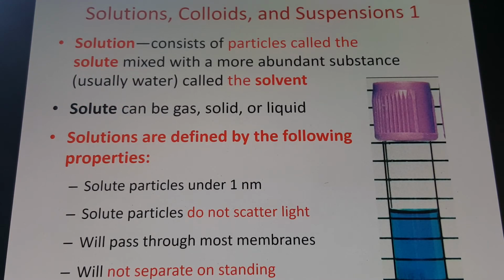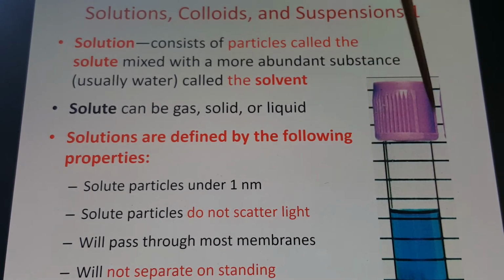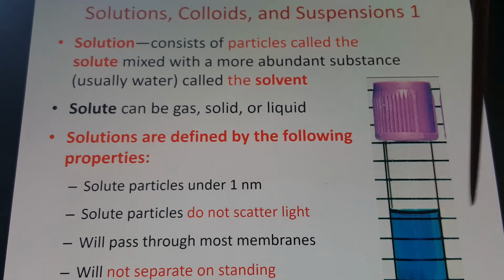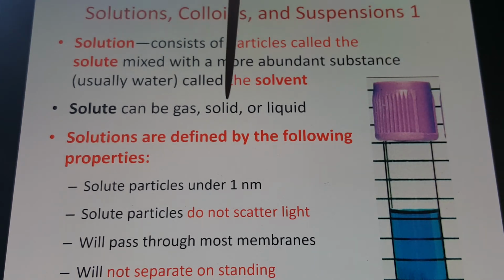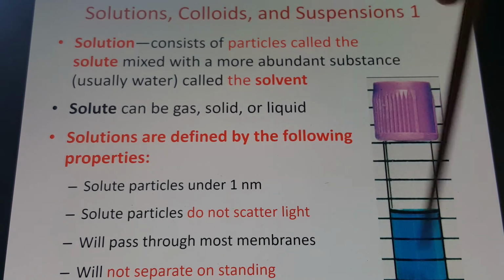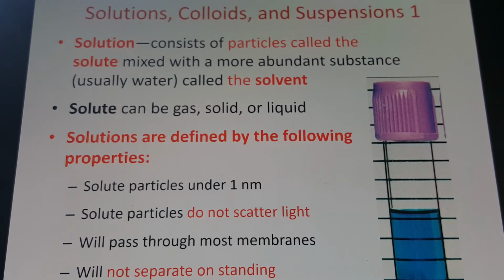So the first one is a solution. You have really, really tiny particles. It's mostly solvent, and with these really, really tiny particles, they don't scatter light. So here I have a test tube, and I have these little lines going back behind the test tube. So in here, it doesn't scatter light, so I can still see the lines behind the test tube, even though there is stuff in front of those lines. With this type of mixture, the solution will not separate on standing. So no matter how long I leave this tube on my lab bench, it's still going to be this nice pretty blue color.